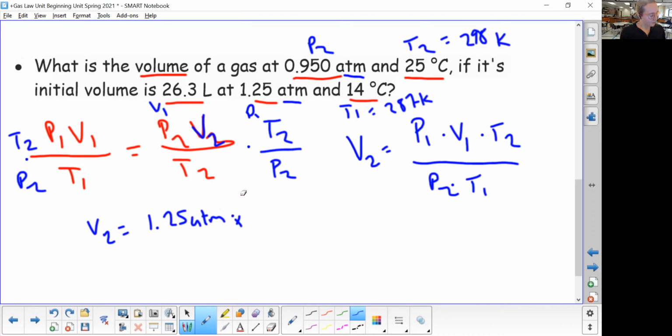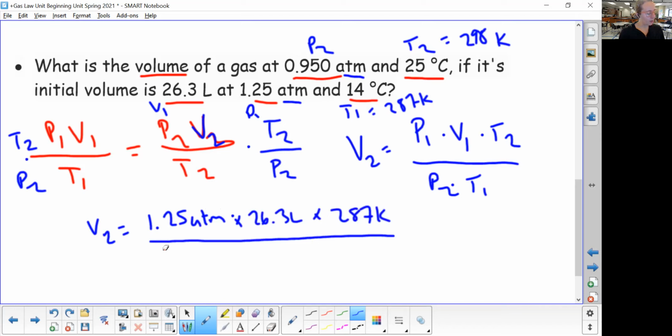And the temperature 1 is 287 Kelvin. That's all going to be over pressure 2, which is 0.950 atmospheres, and the 298 Kelvin here. I'm going to just plug this in.